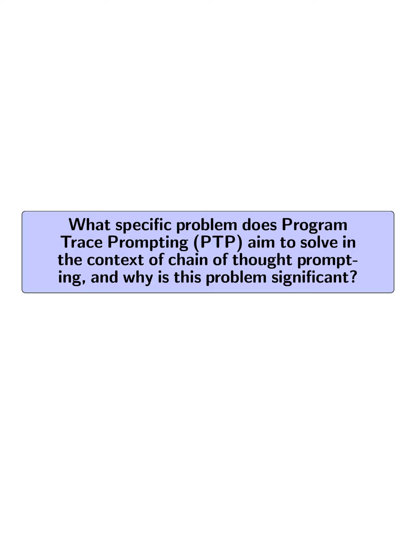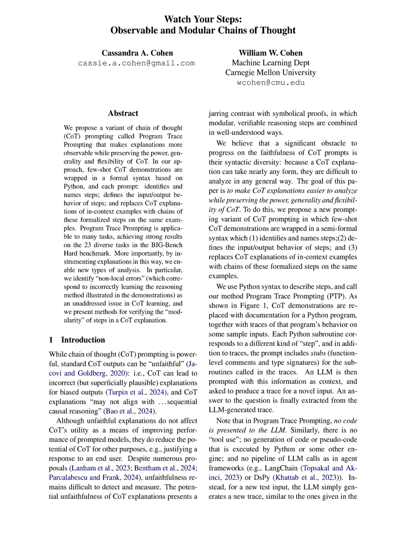What specific problem does program trace prompting, PTP, aim to solve in the context of chain of thought prompting, and why is this problem significant? Program trace prompting, PTP, aims to address the issue of unfaithful outputs in standard chain of thought, COT, prompting, where explanations can be incorrect yet superficially plausible, failing to align with sequential causal reasoning.